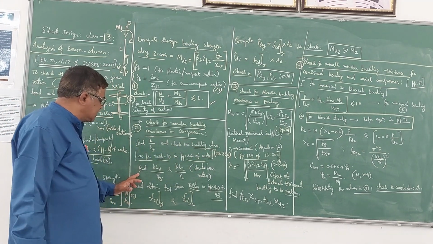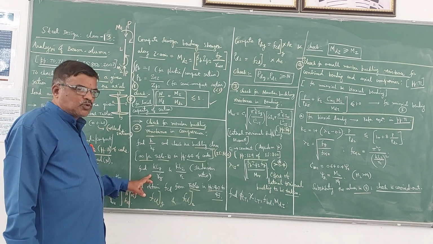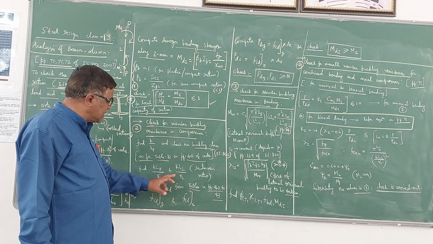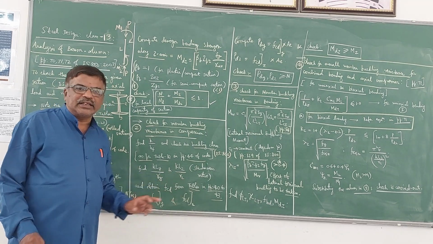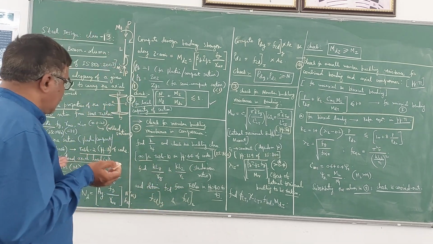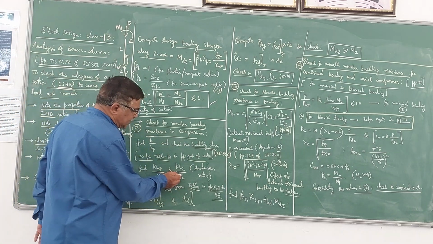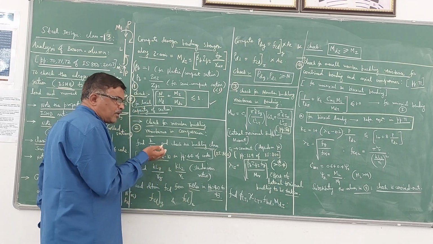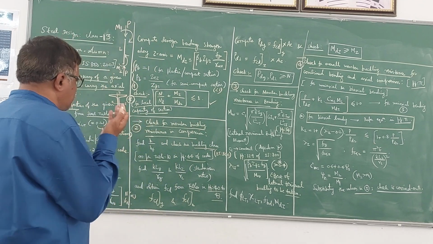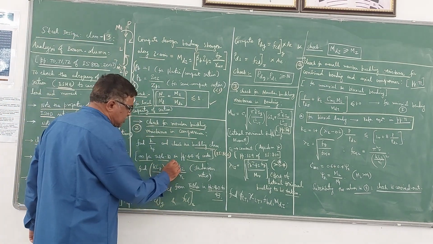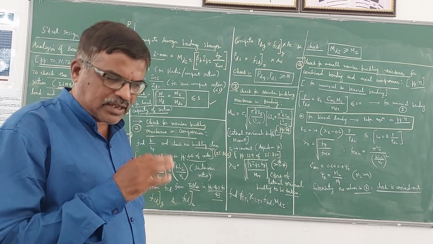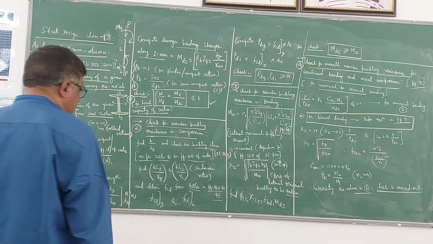Then after that we have to calculate two ratios. One is KLy by ry, another is KLz by rz. Here ry and rz are the slenderness ratio terms. We are going to take this ratio as the slenderness ratio, where r is the radius of gyration. So ry and rz are called the radius of gyration about the y axis and z axis.